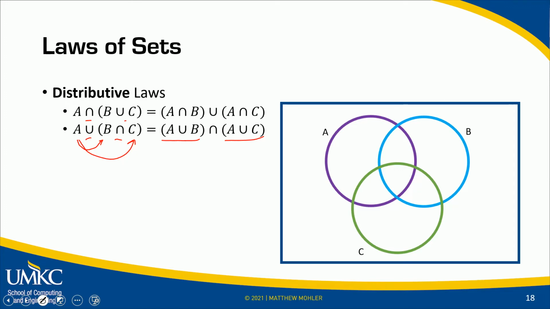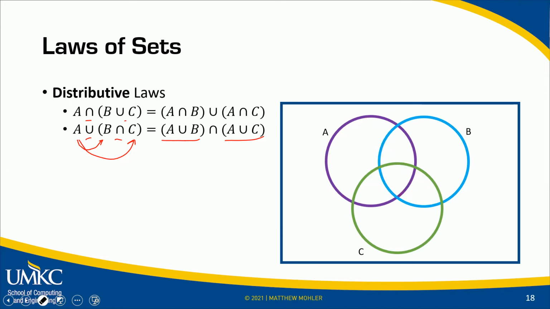If we first look at B ∩ C, we're going to find that that is this area here. And when we union that with A, we're basically just adding all of the rest of A. So we end up with the entirety of A plus this little area here down from B and C.